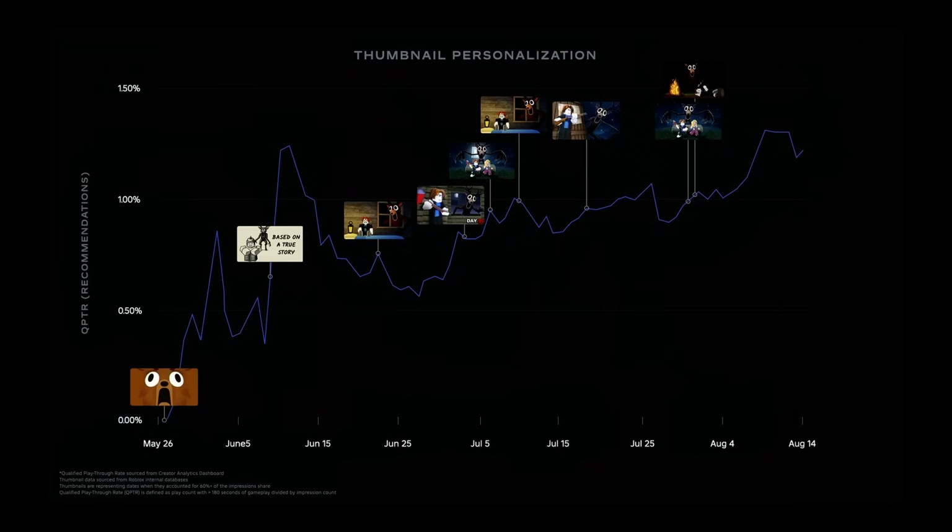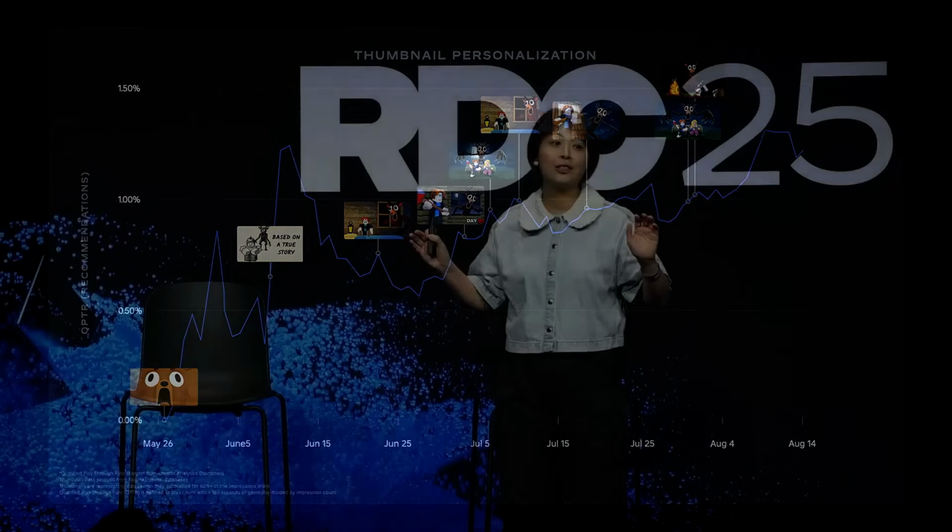And on this chart, you can see that starting from June, the system was able to continuously identify new winners. Every time a new winner was identified, you see a measurable lift in qualified playthrough rate. The motivation of this system is that we want all of you to focus on creative thumbnails that authentically describe the gameplay, and the system handles the rest. That way, the exploration of our creative and experimentation will become far more efficient.